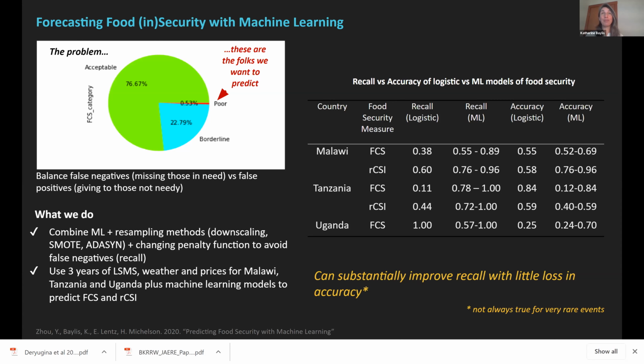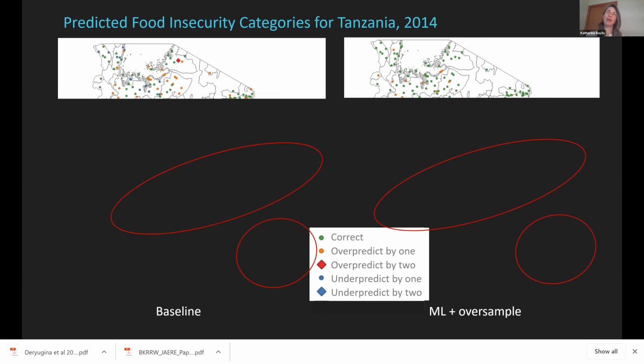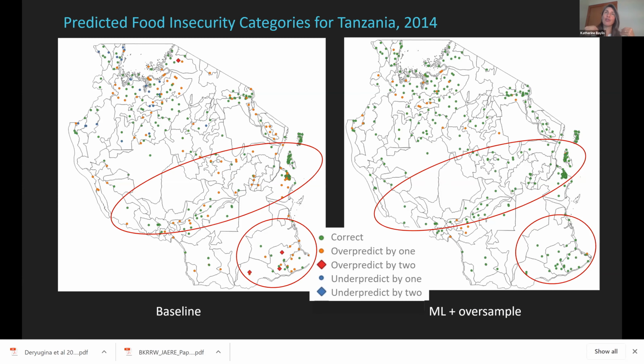Here's a picture of that. A lot of the humanitarian groups take these food security measures and split them into categories: highly food insecure, borderline, or fine. If we use our models to predict those categories, these are the error maps that come out. So this is for just one of the years that we're looking at, 2014.